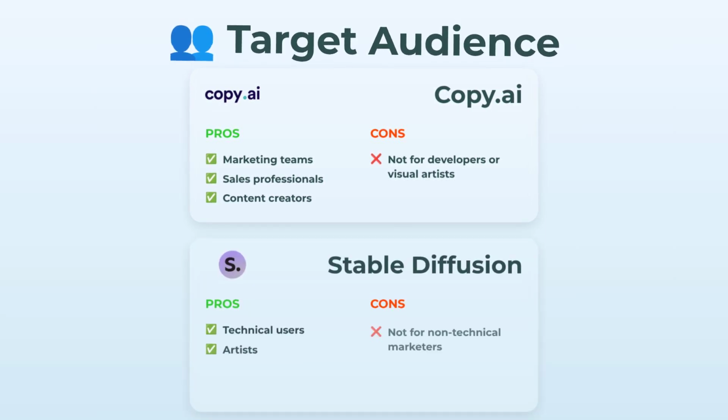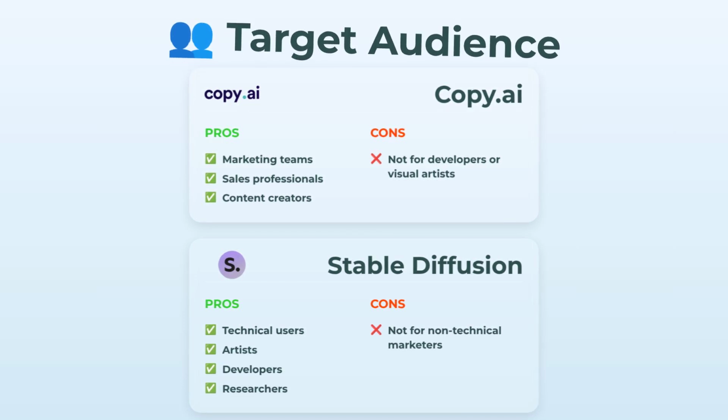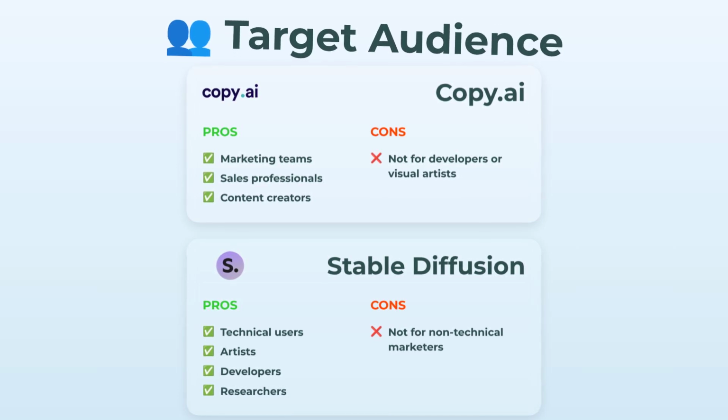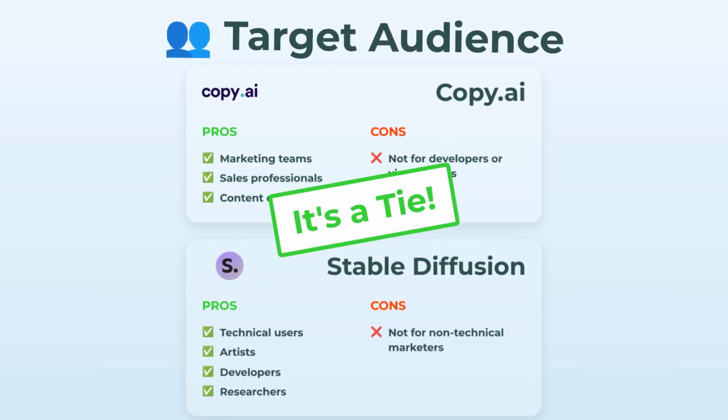Stable Diffusion is for the technical crowd. Artists, researchers, developers, anyone who wants total control and isn't afraid of a little complexity. Not super friendly for non-technical marketers. Really, they're serving completely different tribes. There's no real winner. It's just a matter of who you are.